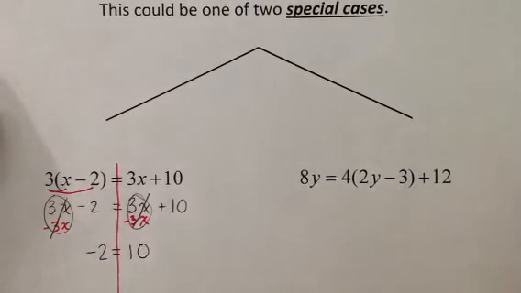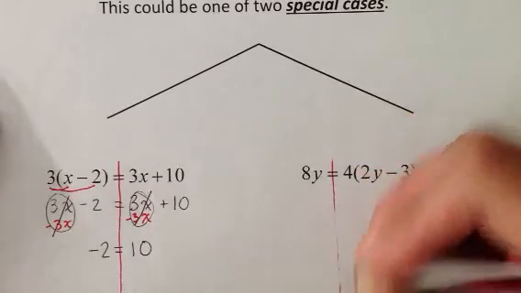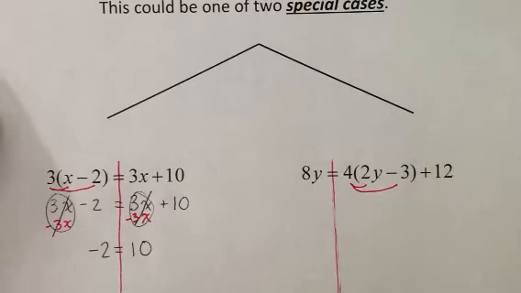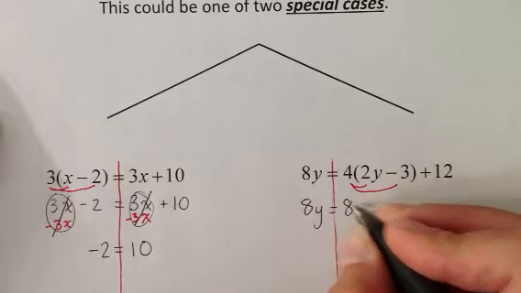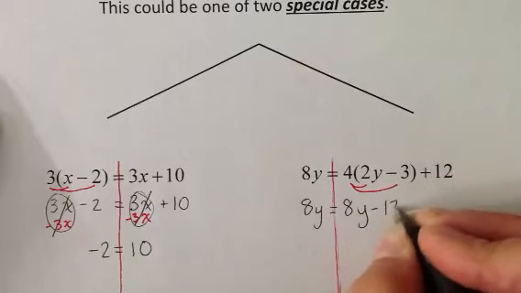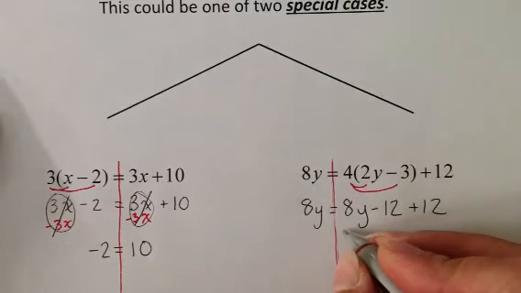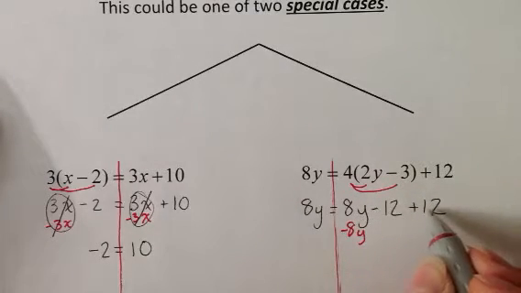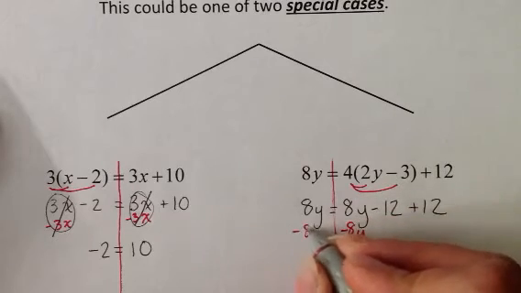I'm going to start by distributing. On the left side there's nothing for me to do, but on the right side I'm going to distribute the 4. So I get 8y equals 8y minus 12 plus 12. I'm going to move this variable term to the left, because there's no reason to move these. All the constant terms are on the right.